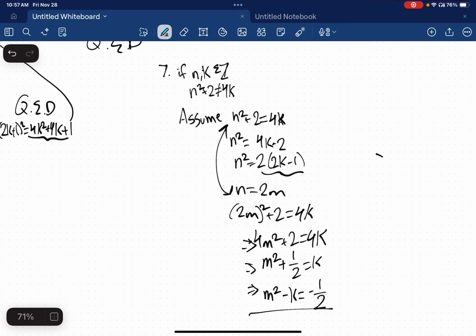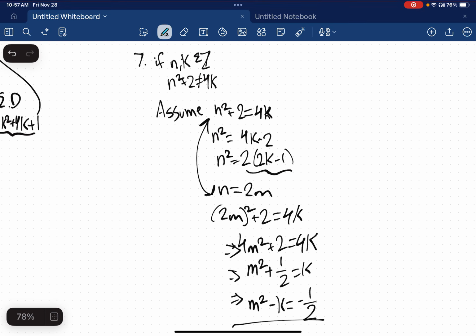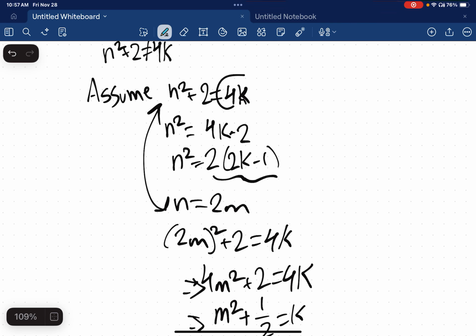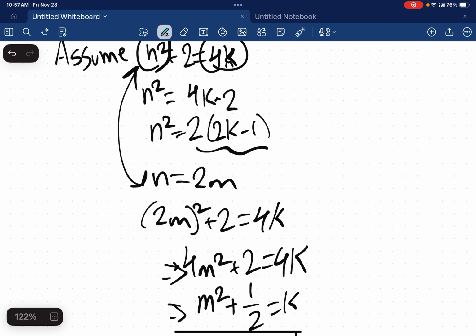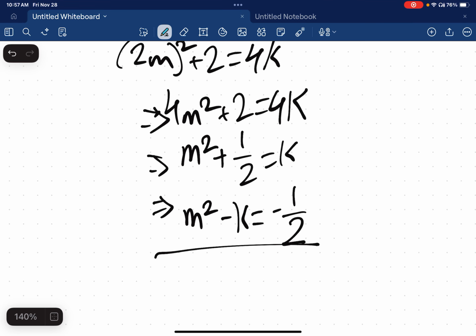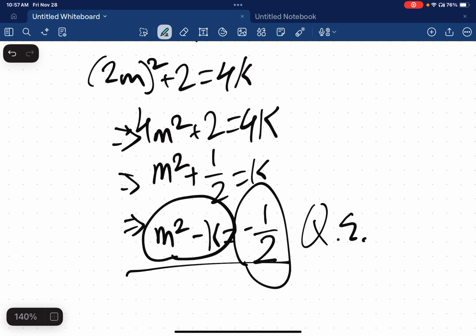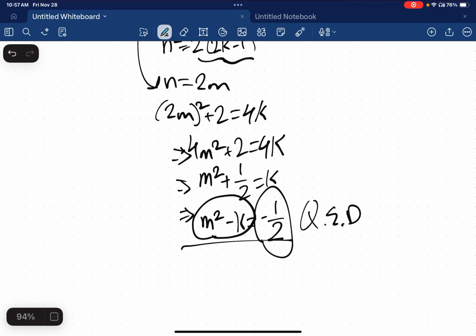As we said earlier, n and k are elements of integers. So that means that this has to be an integer and this has to be an integer. So when we subtract these two, they should also equal an integer. But negative 1/2 is not an integer. And that is our proof that this is not true. QED.